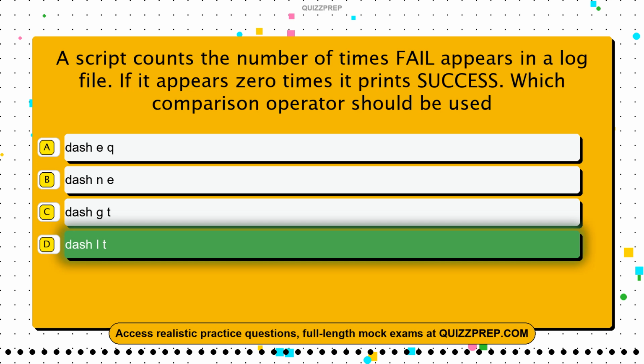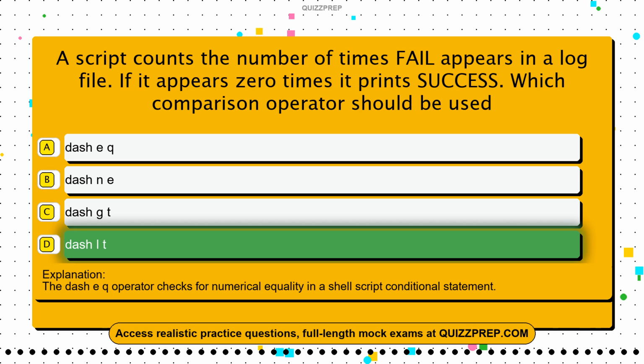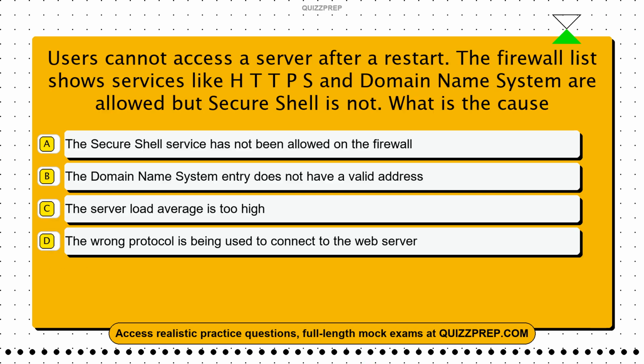The correct answer is option D, -lt. The -eq operator checks for numerical equality in a shell script conditional statement. Question 61. Users cannot access a server after a restart. The firewall list shows services like HTTPS and domain name system are allowed but secure shell is not. What is the cause? Option A. The secure shell service has not been allowed on the firewall.